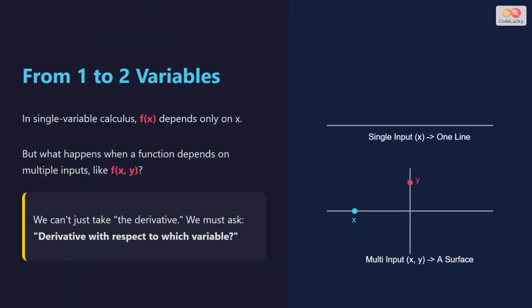In single-variable calculus, you are used to functions where f depends only on x. This describes a simple curve. But the real world is 3D. When we have a function f of x and y, we have two inputs. This creates a surface, not just a line. Because we have two input directions, we can't just ask for the derivative. We have to specify which variable we are interested in.